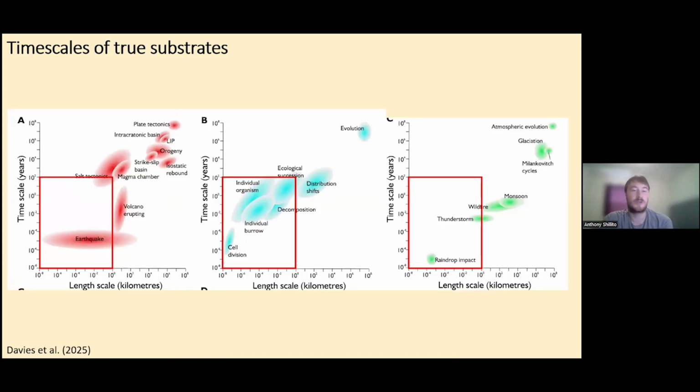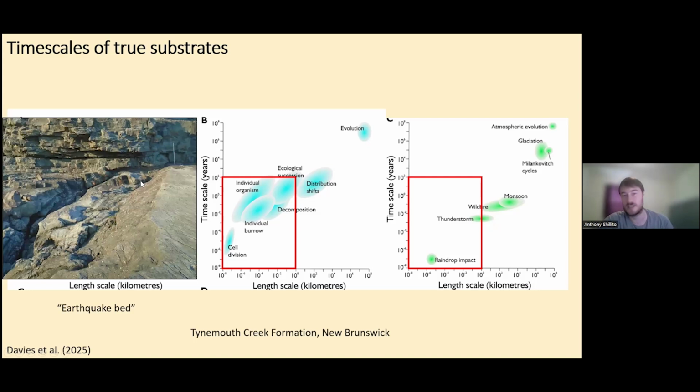So this is just a few different examples from the key paper in that publication I talked about earlier, where we look at physical processes, biological processes, and weather type processes. You can see essentially from the physical processes, true substrates aren't going to record a lot on a kind of tectonic scale. We're not going to see examples of a snapshot of an orogeny in one bedding plane. That's just not going to happen. We're not going to see isostatic rebound or plate tectonics. But we can see short-term, rapid events. We have this earthquake bed from the Maritimes of Canada.